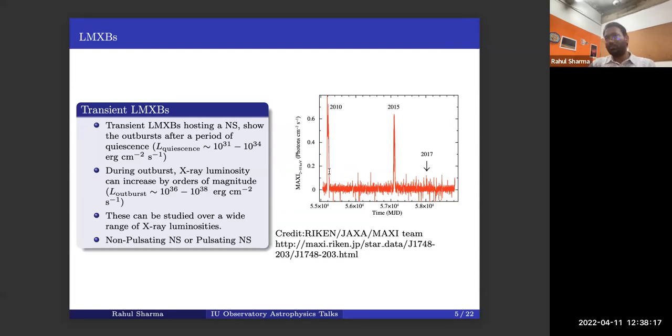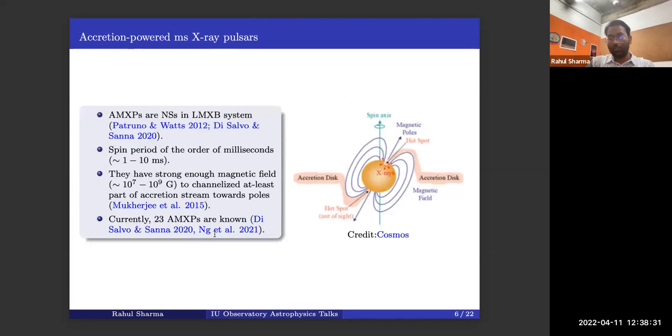So these transient neutron star low mass X-ray binaries can be pulsating or non-pulsating. Not all neutron stars that we observe in these systems are pulsating neutron stars. I will talk about the specific class of these sources, which are pulsating neutron stars, where they show millisecond X-ray pulsation. Accretion-powered millisecond X-ray pulsars are part of the neutron star LMXB systems. Their spin period is of the order of milliseconds, varying from 1 to 10 milliseconds. In these systems, they have a strong magnetic field.